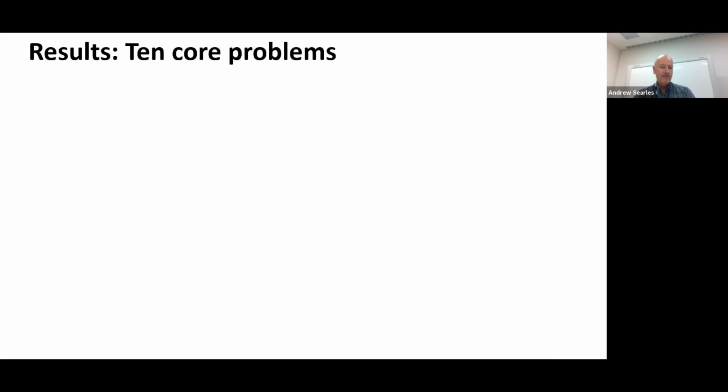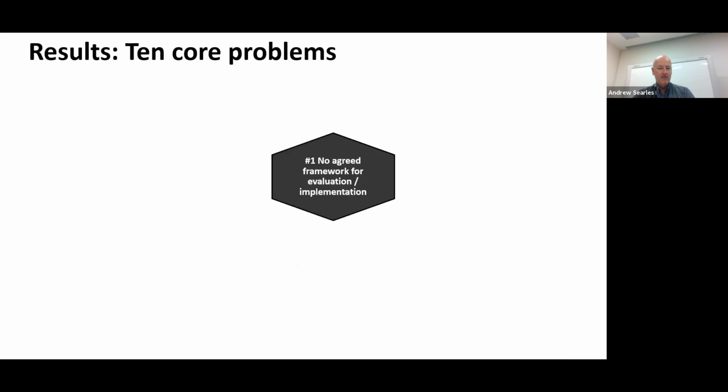So in terms of the 10 core problems, one of the core problems that came up through the consultations, but also in the literature, is that there is no agreed framework for evaluation or implementation in Australia. A second problem is that there is inconsistent access to evaluation resources. Some health services told us, because of their affiliations with medical research institutes or universities, that they had reasonably good access to evaluation resources, but others said that they had no such relationships and therefore they had a gap in their ability to do evaluation.